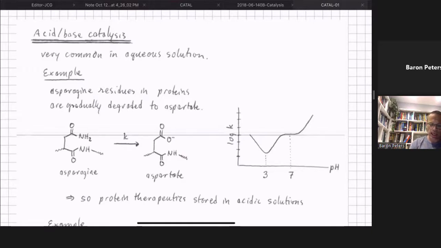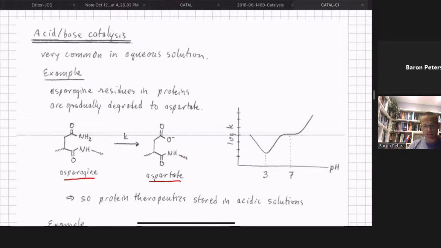Okay, so I'm going to give you a few examples. So asparagine residues in proteins go through this degradation process. It's a post-translational modification where you start with the asparagine residue and it converts with an apparent rate constant K into an aspartate residue. Okay, so you can imagine that this has pretty big consequences.